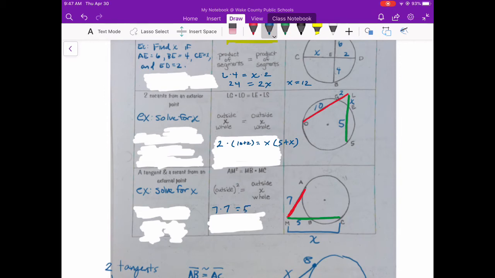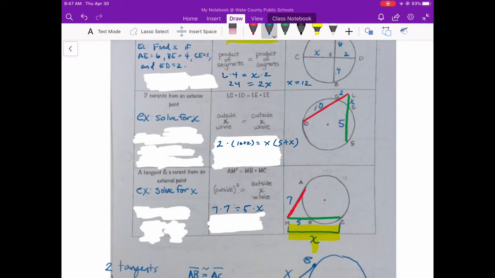And then if you notice here, they tried something a little bit different on us. They told us that the entire segment of MC was X. So I don't have to do any adding. They just went ahead and found that total thing for me. So it's just going to be X because they gave me the total.